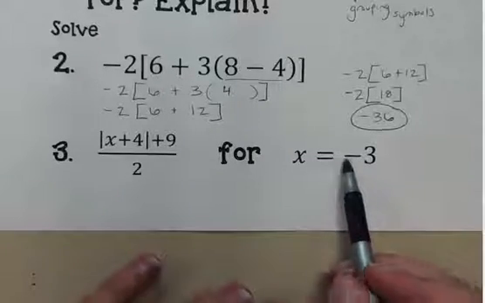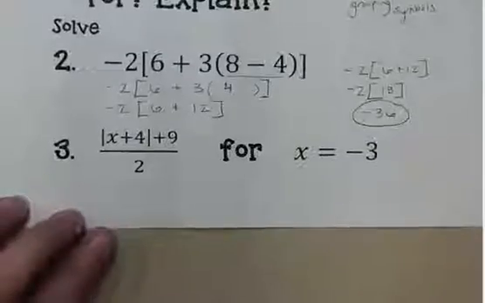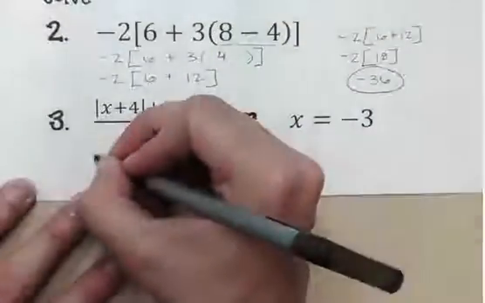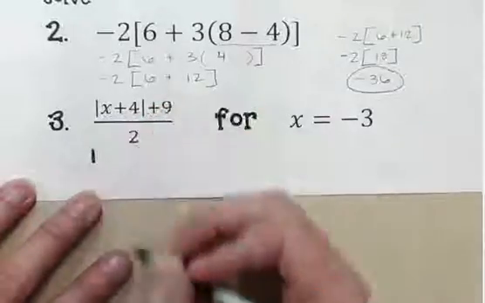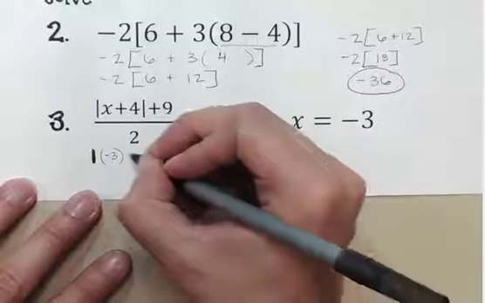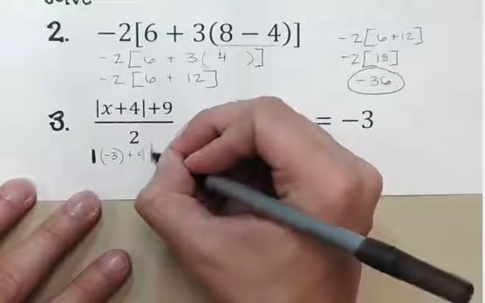Whenever I substitute a number in place of a variable, I need to put that in parentheses. So, let's go ahead and fill in what we know. Here's the absolute value bar, and we'll talk about that in a second. X is really -3, so I'm going to put that in parentheses.